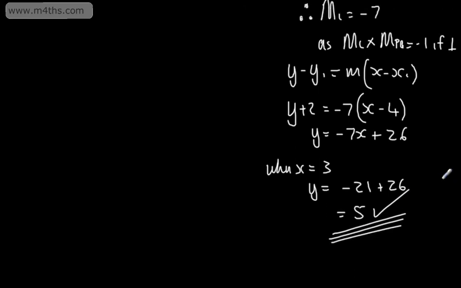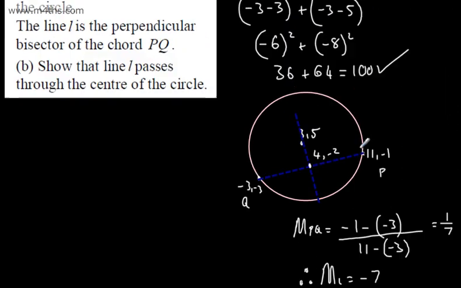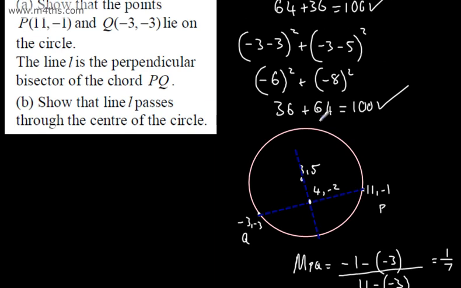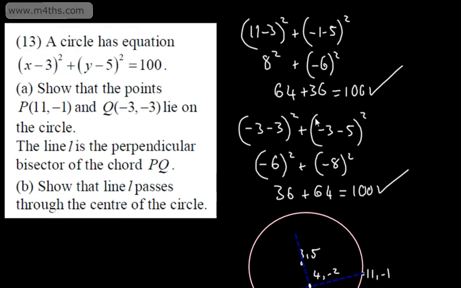So that's one particular approach that we can use. The perpendicular bisector of a chord will pass through the centre of the circle. Okay, let's have a look at another question.